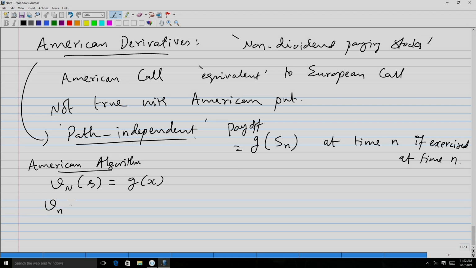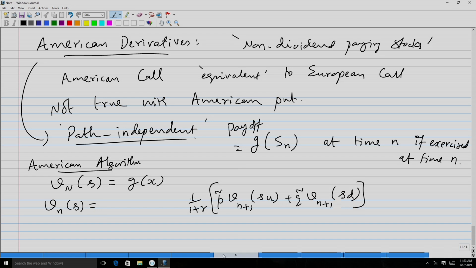Now, V at n at s would be, let us write that particular step which we wrote earlier, which is this part: p tilde of V n plus 1 s times u plus q tilde times V at n plus 1 s times d, right. So, this is what you had. Earlier in the European case, this is the algorithmic step.